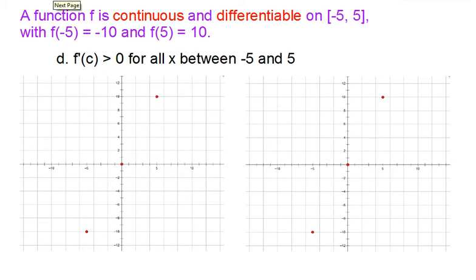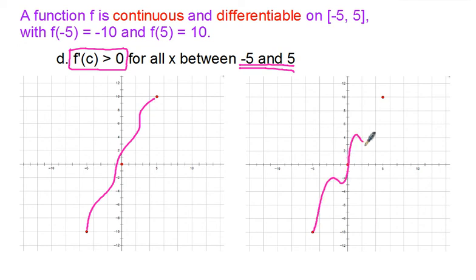Part D, do we necessarily know that the derivative is positive everywhere between these 2 points? In other words, is the function always increasing? Does it always have a positive slope? Well, it might, as this example shows, but then again, it might not. There might be some parts where the function decreases. So this statement is only sometimes true.